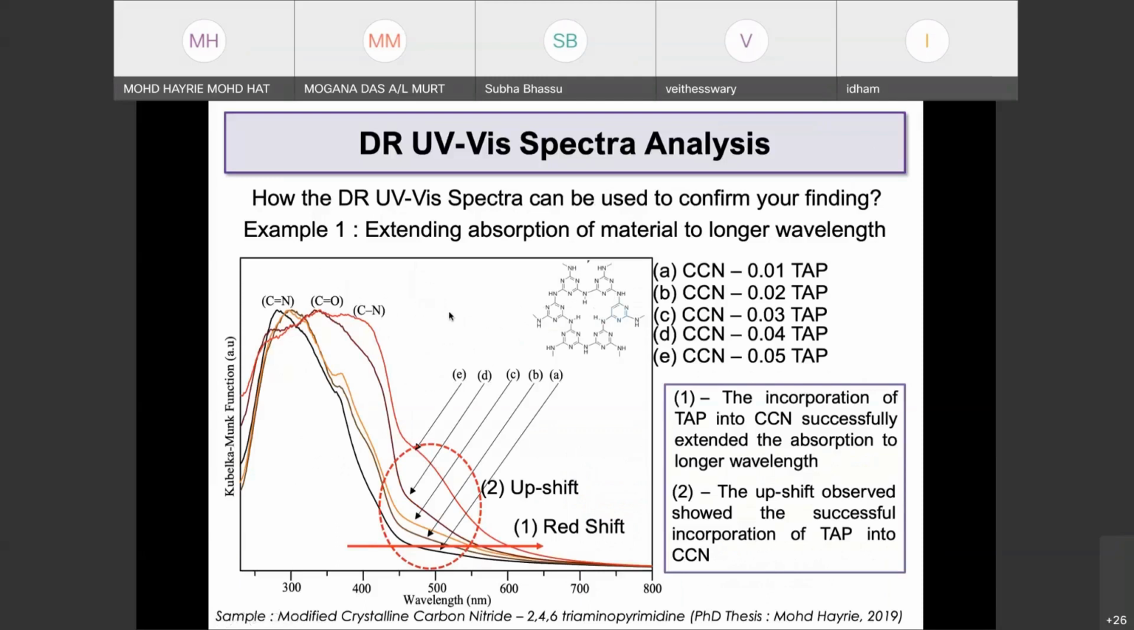So how can the DRUV spectra be used to confirm your finding? This is the finalized data result. You can see that the incorporation of the TAP into the CCN successfully extended the absorption to a longer wavelength, because we know that this dopant has absorption up to 700 nanometer. So by doping into the carbon nitride, it has extended the absorption range to a longer wavelength. And then the upshift here, we can conclude, shows the successful incorporation of the TAP into the CCN.